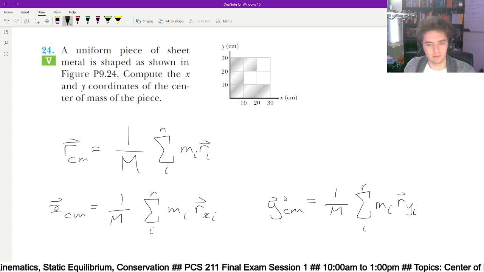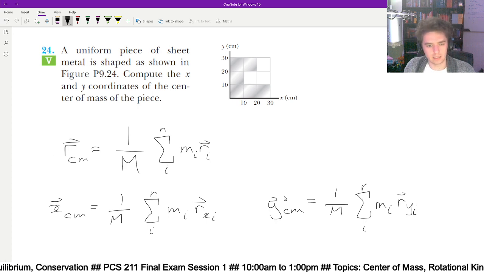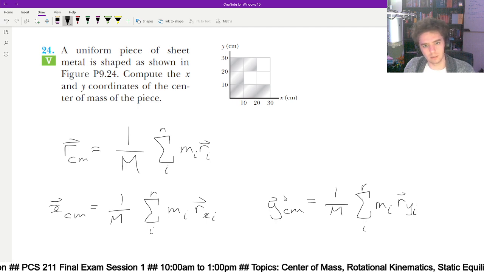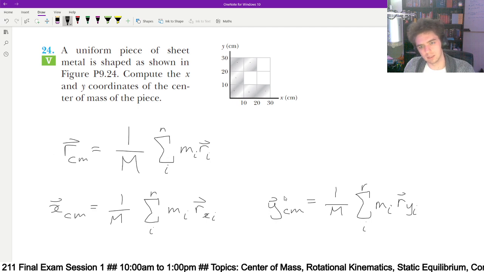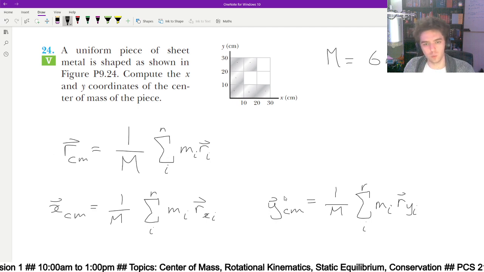So if we have masses, we don't know the mass of the whole thing, and there's nothing else we know. So I guess we can just call each mass m. How many pieces are there? 1, 2, 3, 4, 5, 6. There are 6 pieces, so the total mass is 6m. Each one has mass m.